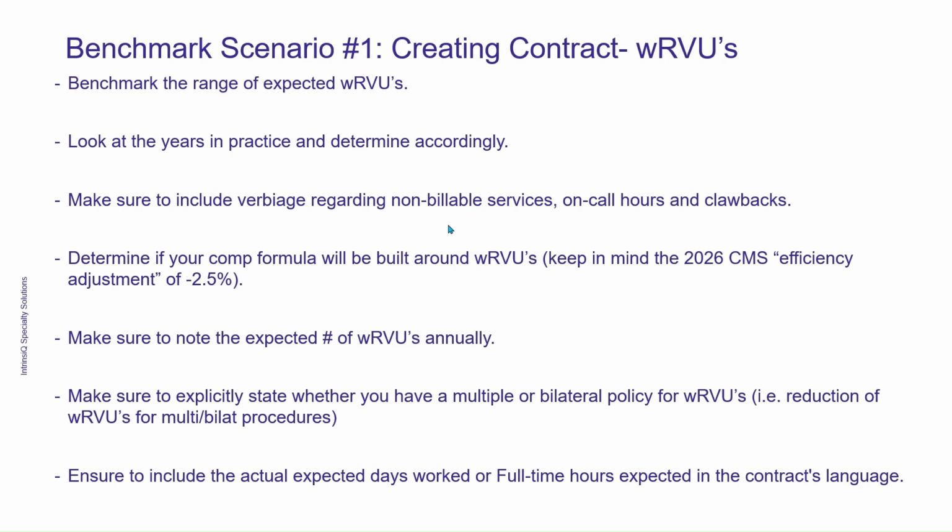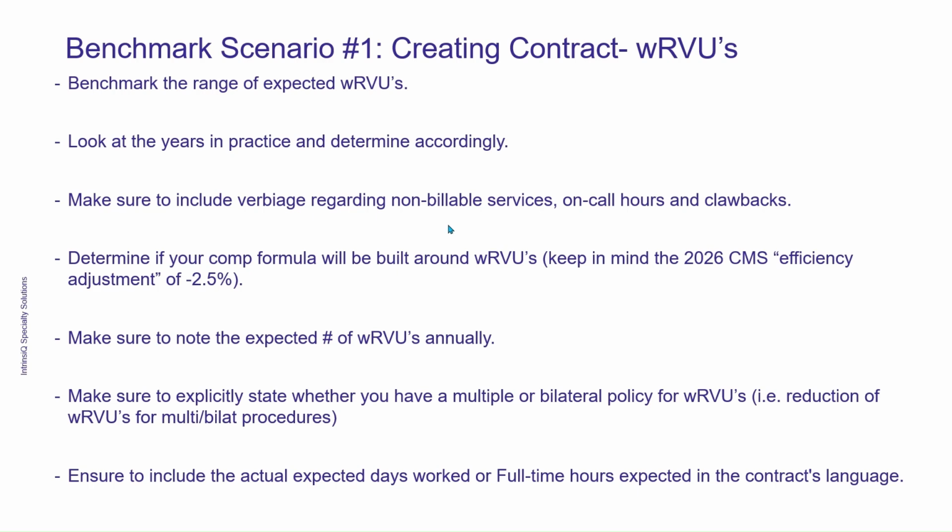So this very first scenario is going to be creating contracts around work RVUs, and just some bullet points that you might want to keep in mind when you're reviewing benchmarks to ensure that you're getting accurate information to provide to those providers when you are renegotiating or even building a new contract for a new provider. So the first one's going to be benchmark the range of expected work RVUs. You can utilize benchmark reports to gather that information from both external and internal providers to really get a good range of where you want your providers to be.